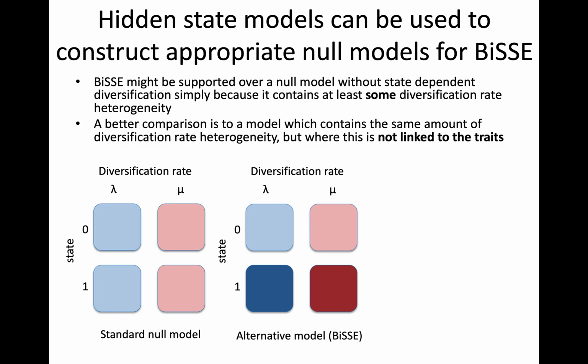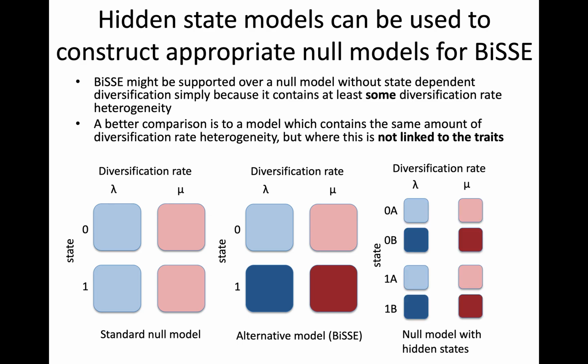So a better comparison would be to a model that contains the same amount of diversification rate heterogeneity, light blue, dark blue, for example, but not linked to the traits, thusly. So here you can see that we still have state 0, state 1, but within state 0 there is rate A and rate B, and likewise within state 1 there's rate A and rate B.